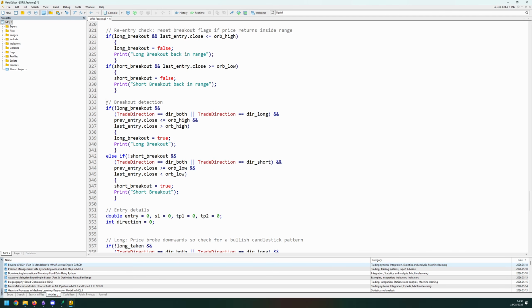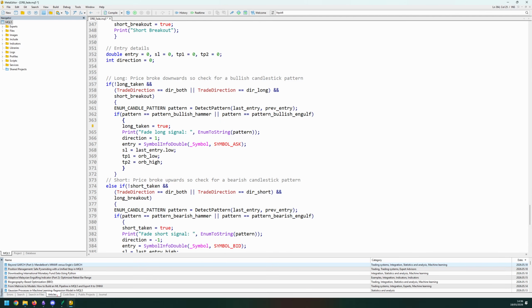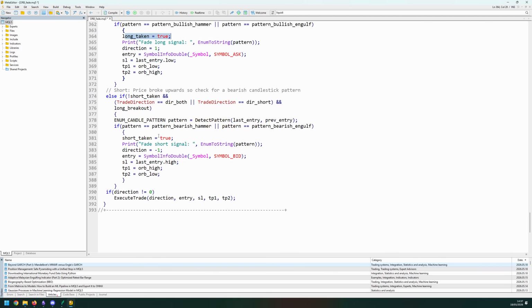I then have a section where I detect the initial breakout. So I check if the price has broken out of the opening range. And then I have a function that checks for the different candle patterns. So if I have a bullish hammer or a bullish engulfing candle, then I take a long trade. And likewise, if I have a bearish hammer or a bearish engulfing candle, then I take a short trade.